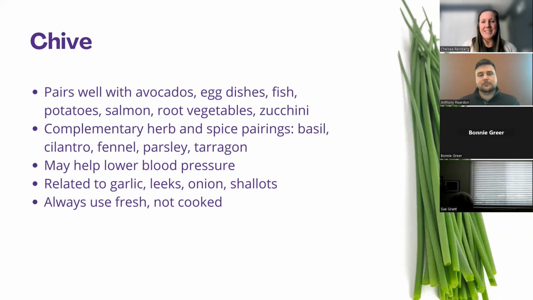The interesting thing with this is that studies have shown that it may help lower blood pressure. Again, as I said at the beginning, all of these are not to diagnose, treat, or prevent anything, but just know that they do have added benefits. The quantity that you typically eat them in, though, is not going to be your main source for helping you lower that blood pressure. You always want to use chives fresh and not cooked. They are best this way. If you do need to cook them for whatever reason, make sure that you are adding them at the very last minute possible.